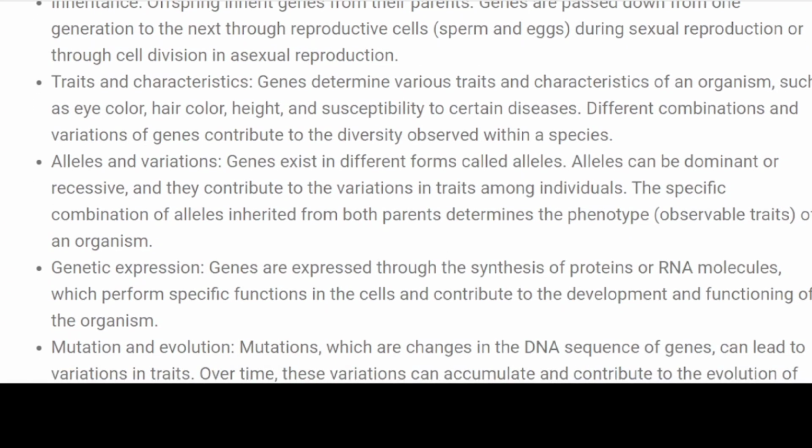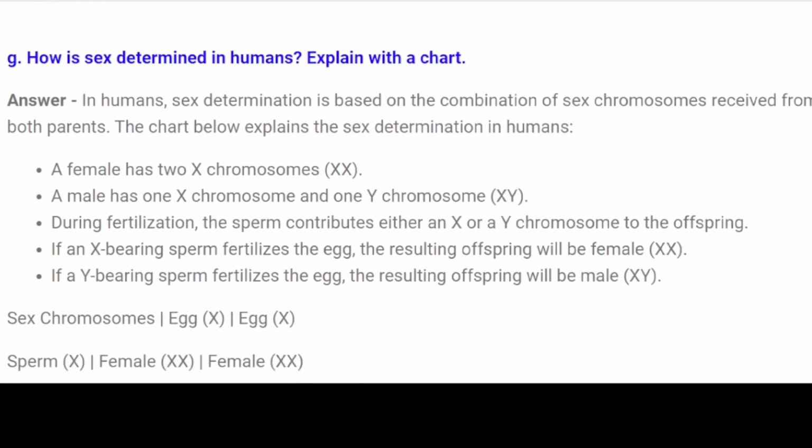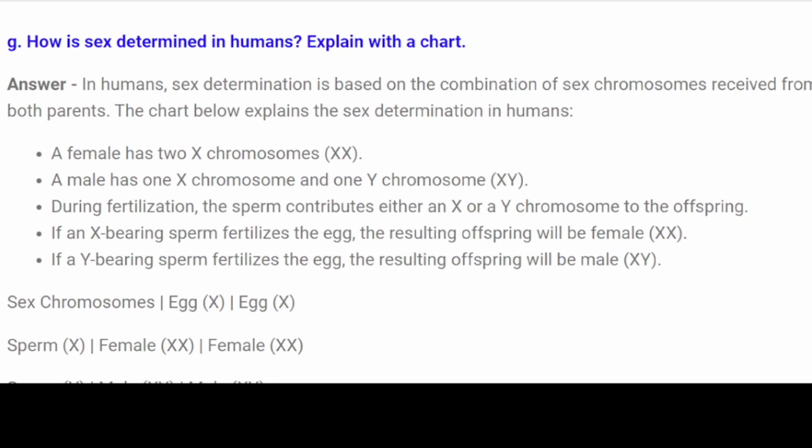G. How is sex determined in humans? Explain with a chart. Answer: In humans, sex determination is based on the combination of sex chromosomes received from both parents. The chart below explains the sex determination in humans.